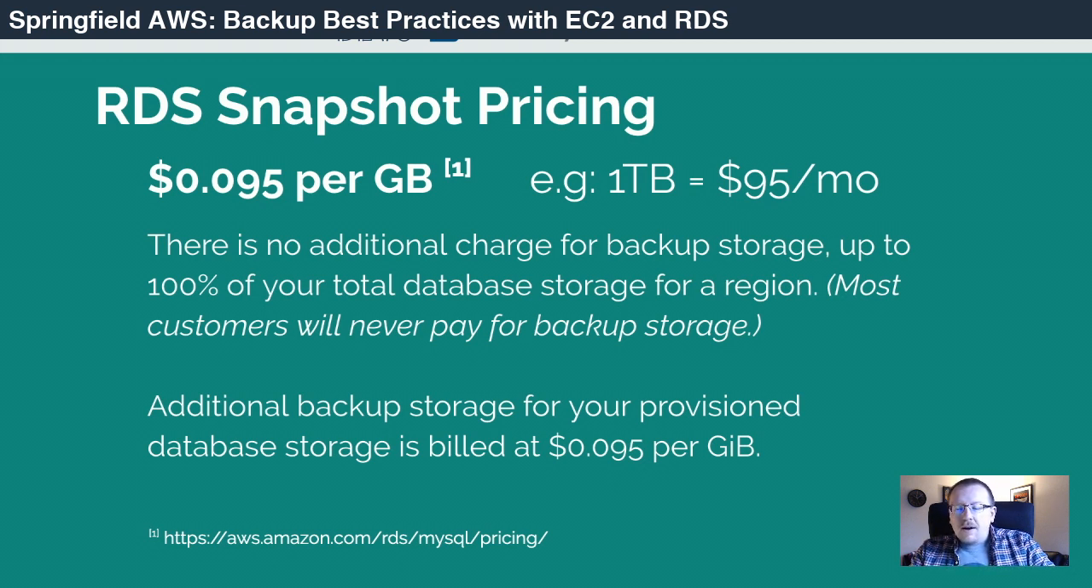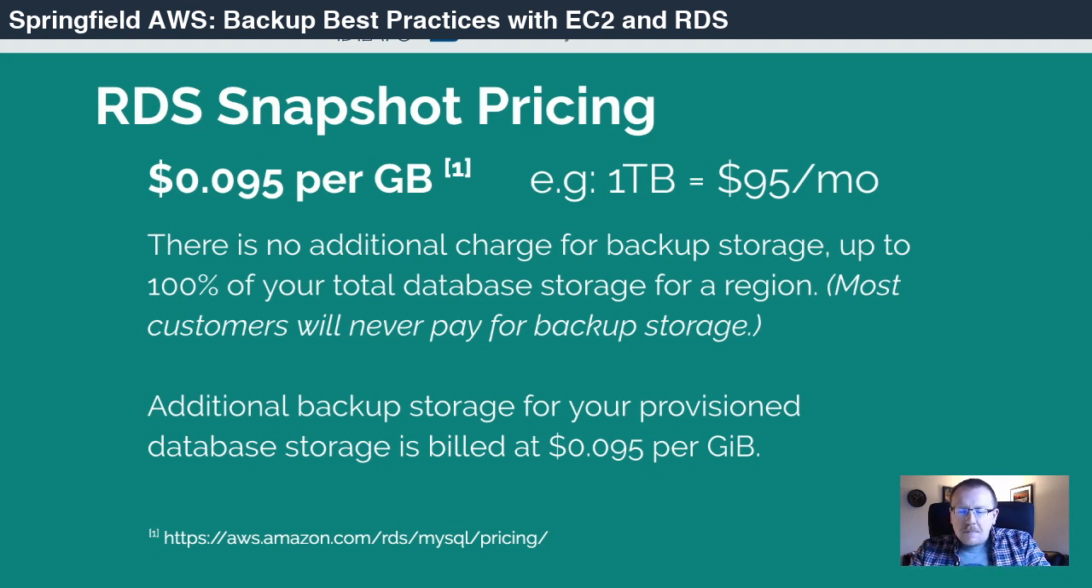But something to be aware of, Amazon does not charge you for backup storage up to the total database storage size for your region. So let's say you have 5 RDS instances, and each of those are allocated, I don't know, 10 gigabytes. That's essentially 50 gigabytes of database storage in that region. And they're saying that they're going to give you 50 gigabytes of snapshot storage for free.